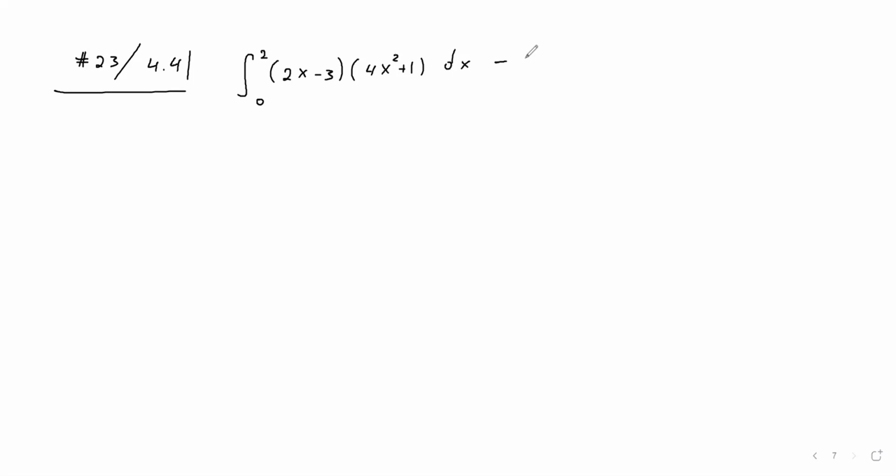So let's do what we said earlier. We're going to write this without bounds, right? So we're calculating the antiderivative of 2x minus 3 times 4x squared plus 1 dx. Now we cannot calculate the antiderivative just like that. We said that we want to distribute this thing and write powers of x.